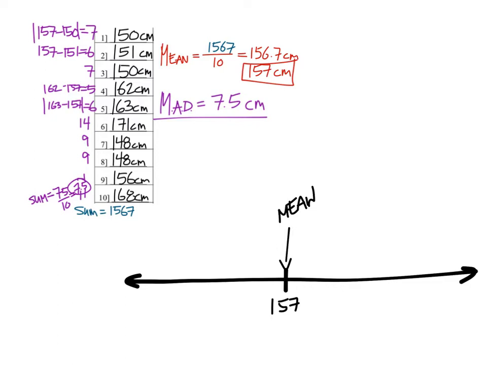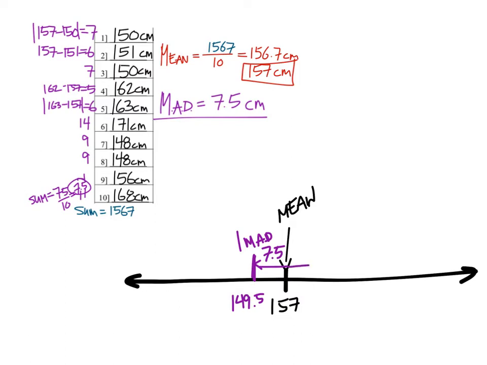Now, every mean absolute deviation away from this will just be 7.5 in either direction. So just to start off, I'm going to go 7.5 to the left, and that would put me right here at 149.5. So all I did is I took 157 and I subtracted the mean absolute deviation of 7.5, and 149.5 is what I got as a result. That's one mean absolute deviation away.